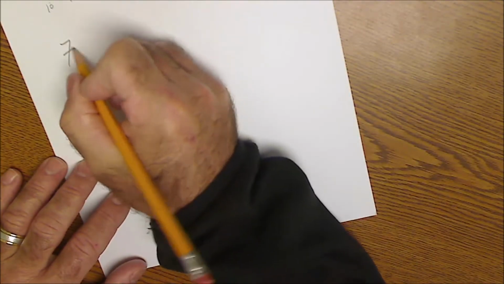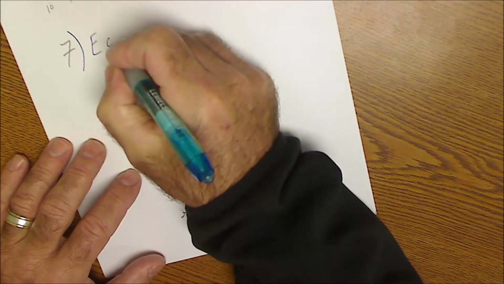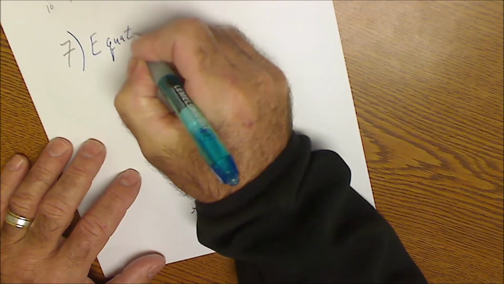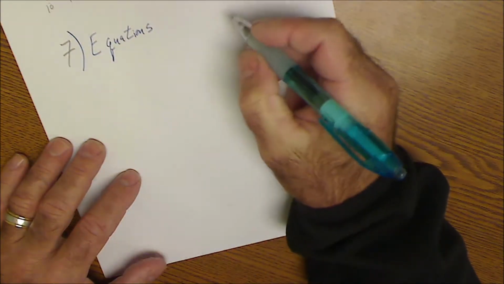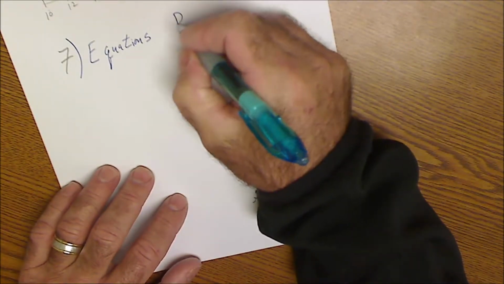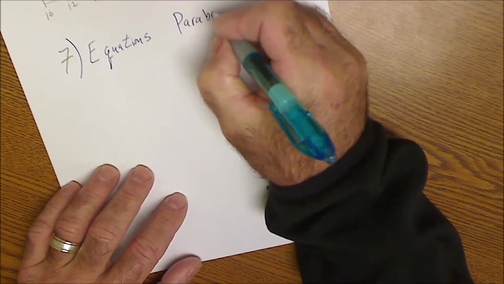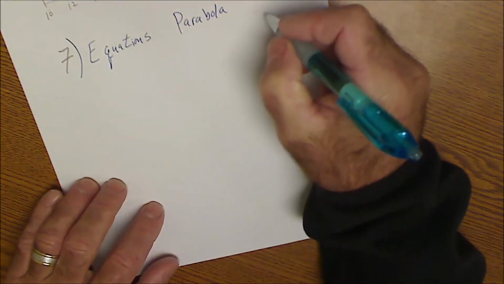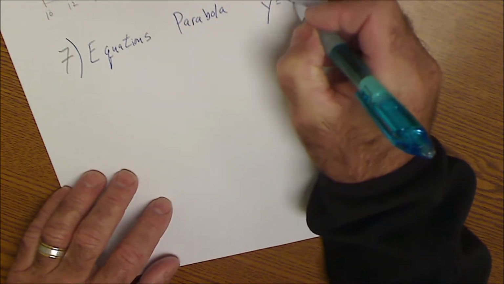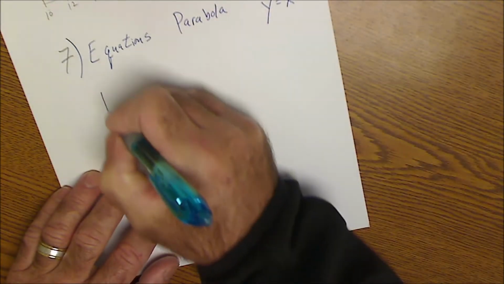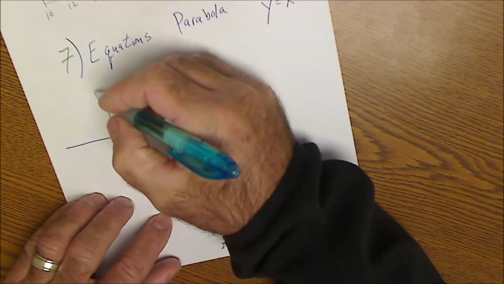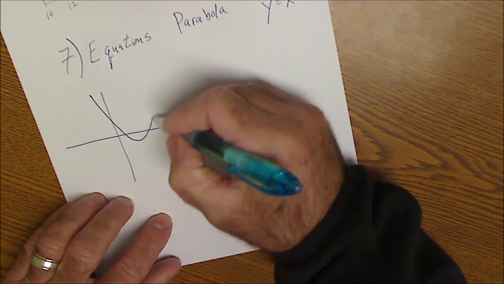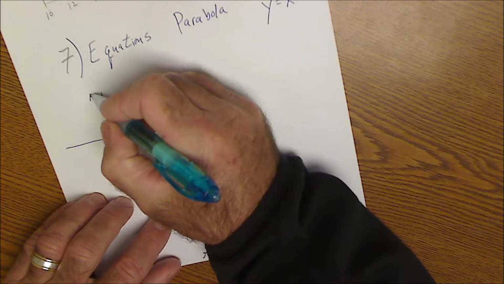7, equations of a parabola. I'll write in pen, equations of a parabola. This is given a picture. Find the equation. So a parabola is always going to be in the form y equals x squared, something like this. It's a parabola opening up.